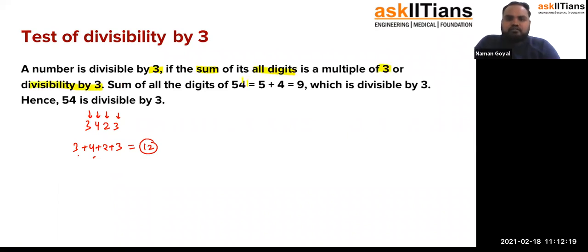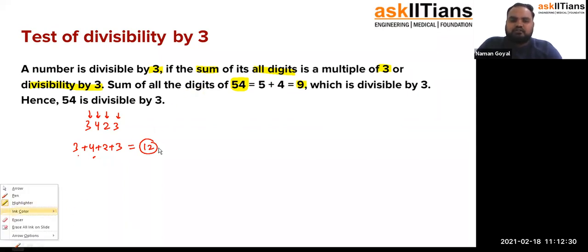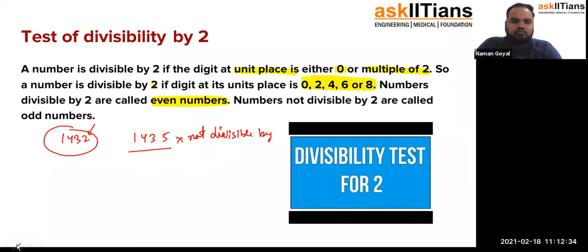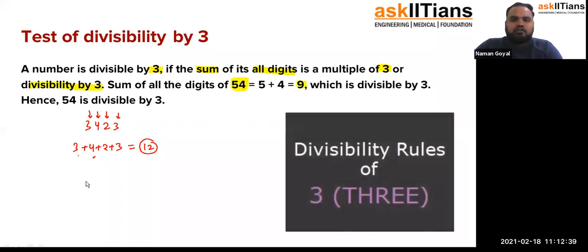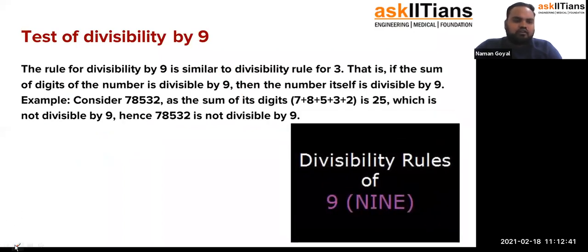The sum of all the digits of 54 is 5 plus 4, 9, and 9 is divisible by 3, so we can say that 54 is also divisible by 3. Same for this example. We can take so many examples, right? Whatever you want to take, you can take. Now next, a similar rule applies for 9 also.